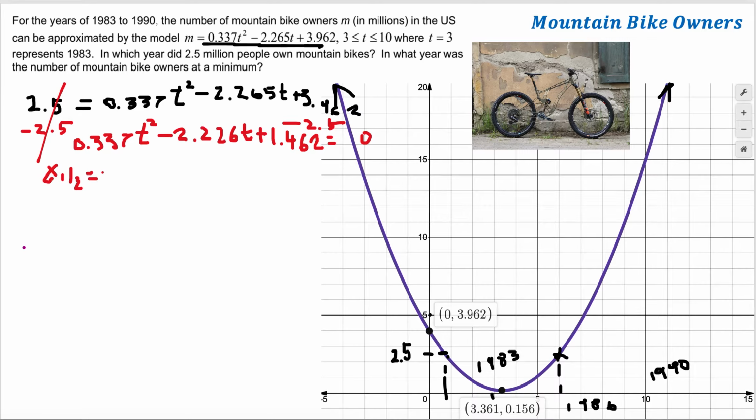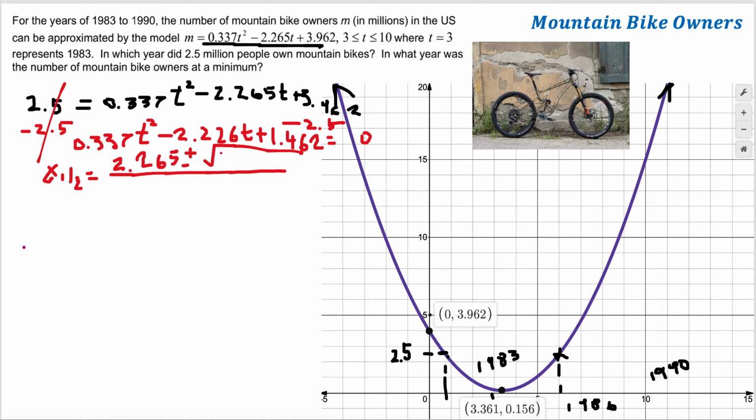Because I have lots of decimal numbers, I think it's very hard to factorize or use another method, so I'm using the quadratic formula with t1 and 2, because it has two values: t = (-b ± √(b² - 4ac)) / 2a. Here is the b, but the minus sign is in the formula, so it becomes a plus 2.265, and what becomes here is plus or minus, so I'm using this plus minus.